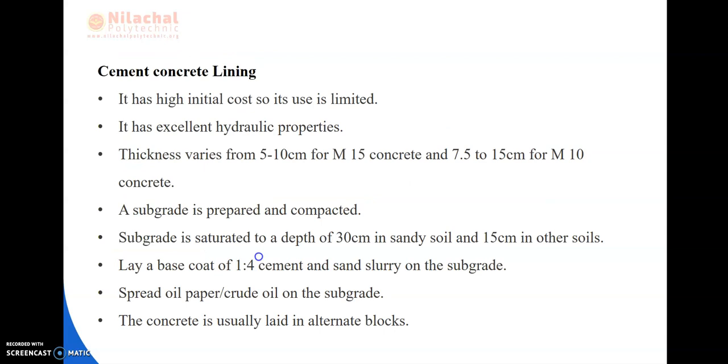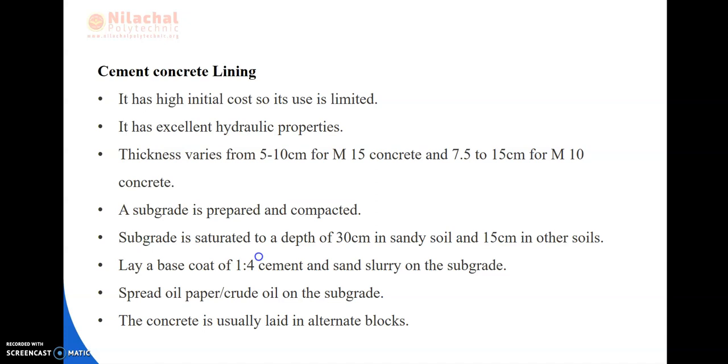Next we will be reading about cement concrete lining. It has a high initial cost, so its use is limited. It has excellent hydraulic properties. The thickness varies from 5 to 10 cm for M15 concrete and 7.5 to 15 cm for M10 concrete. A subgrade is prepared and compacted. The subgrade is saturated to a depth of 30 cm in sandy soil and 15 cm in other soils.